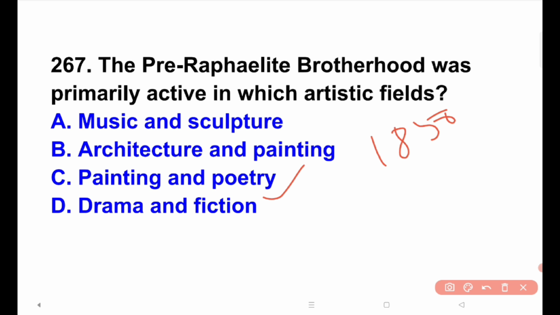Okay, but one of its leading members, Dante Gabriel Rossetti, was equally famous in both arts, meaning poetry and painting. The principal painters of the Brotherhood were Rossetti, Millais, and Holman Hunt. Its poets were Rossetti and his sister Christina, and a little later William Morris.